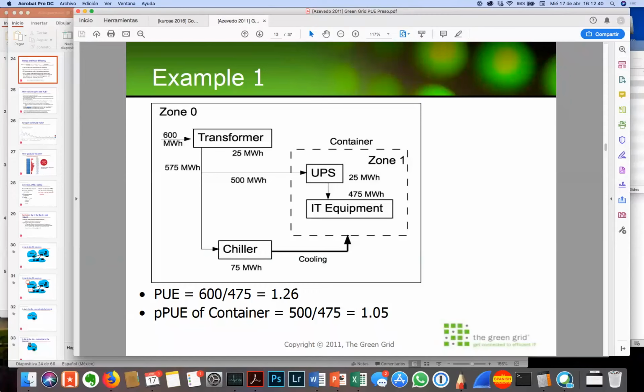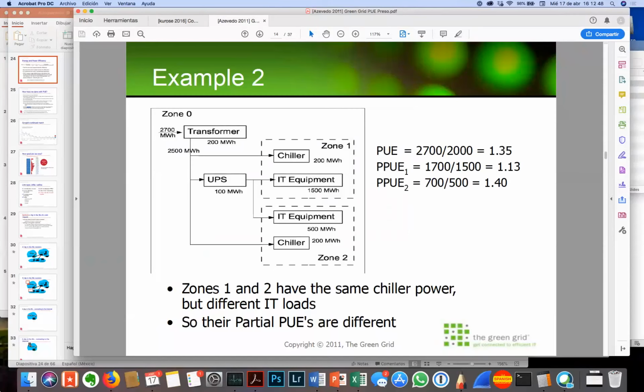Of the container overall, which lets me add back in the UPS in that zone, I'm much closer, 1.05, for example. So that would be great if you could get those numbers down. So the lower the numbers are, closer to 1, the better off you are.